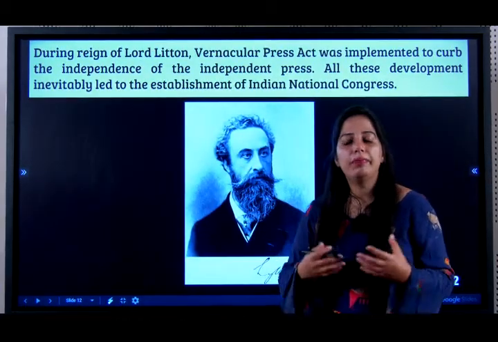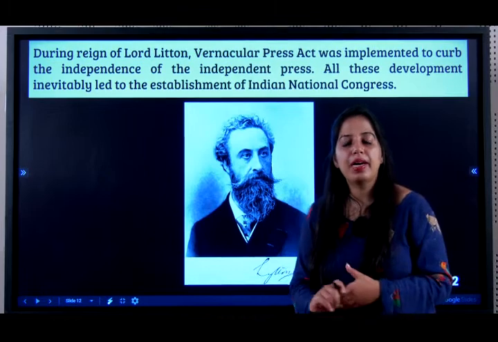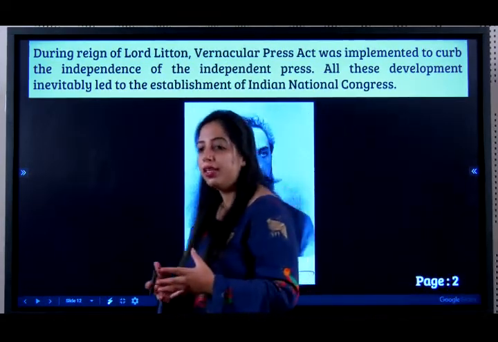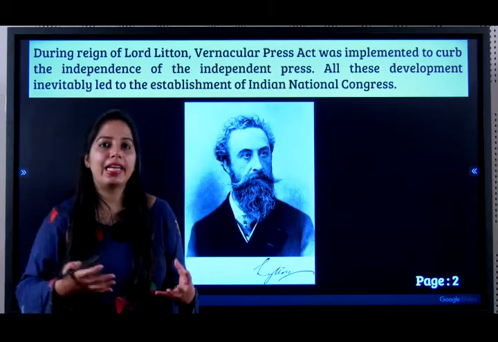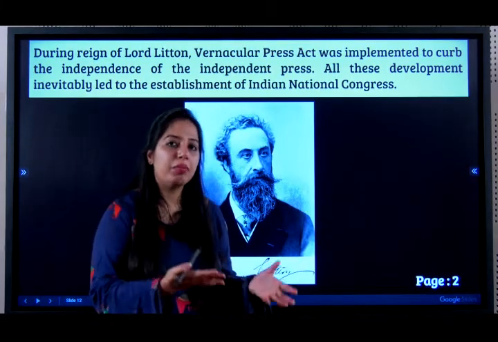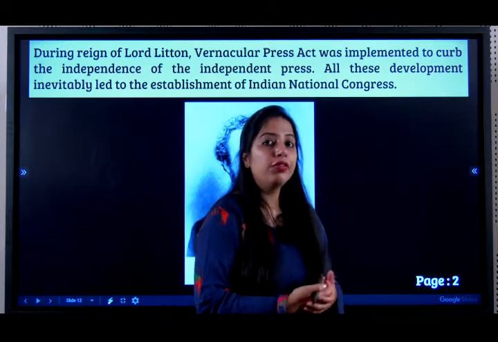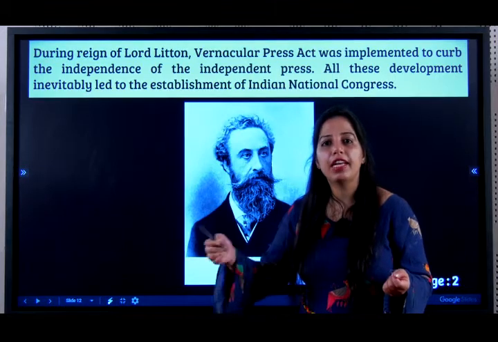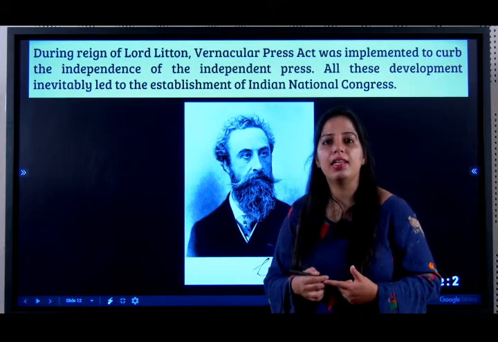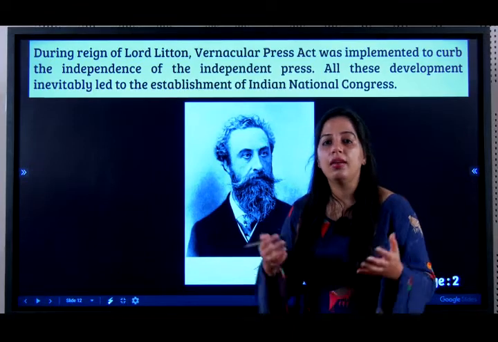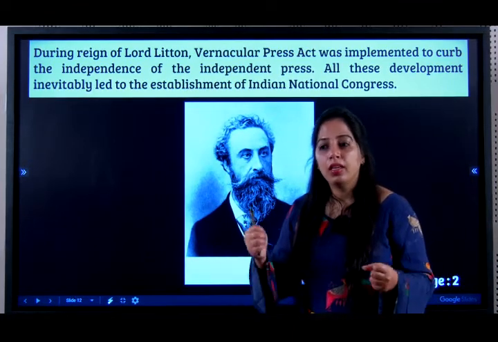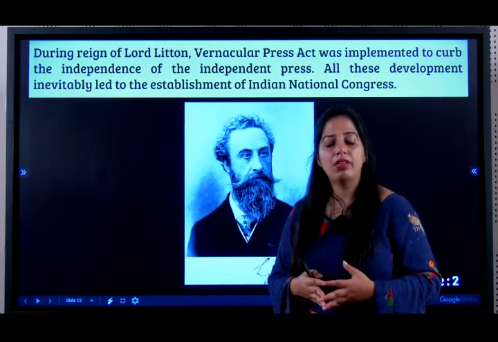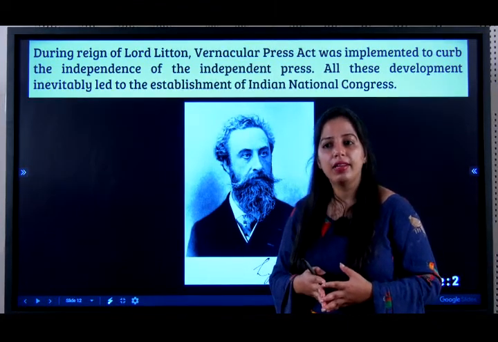A law called the Vernacular Press Act was passed by Viceroy Lytton. What was this Vernacular Press Act? Students, vernacular is the language that we speak as our mother tongue. So a lot of Indians who believed in nationalistic thought used to write in vernacular languages like Kannada, Tamil, Hindi, Gujarati, Marathi and so on. So Lord Lytton passed this law called the Vernacular Press Act.